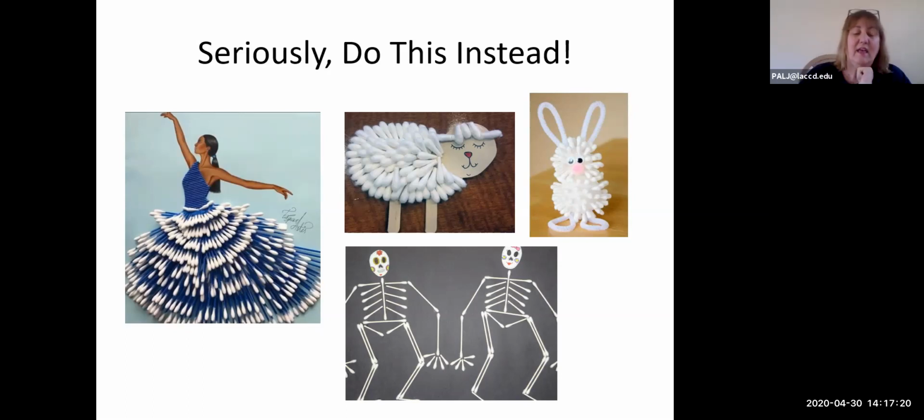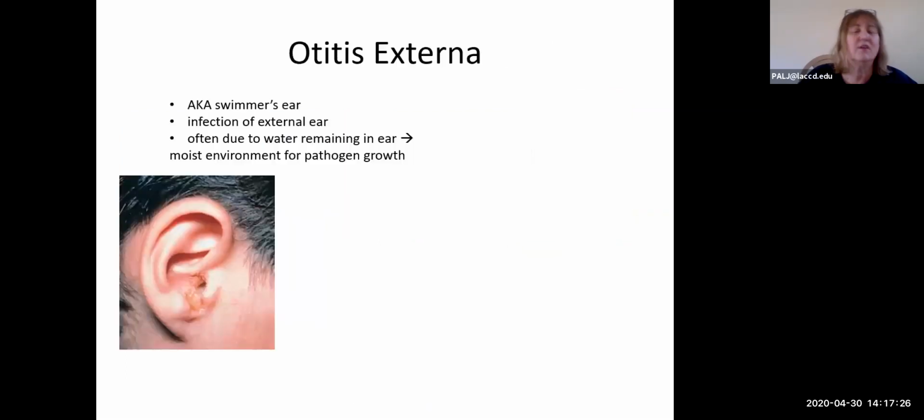If you want to play with any of those things, take your Q-tips and make some art out of it, okay? All right, that's the end of the public service announcement, but let me talk about a couple of diseases related to the ear. The first is otitis externa, which you probably haven't heard of, but it's also known as swimmer's ear, which you probably have heard of. The reason for that is this occurs because fluid is stuck in the external ear and it sits there and everything's really moist and wet, and so it's very easy for pathogens to grow.